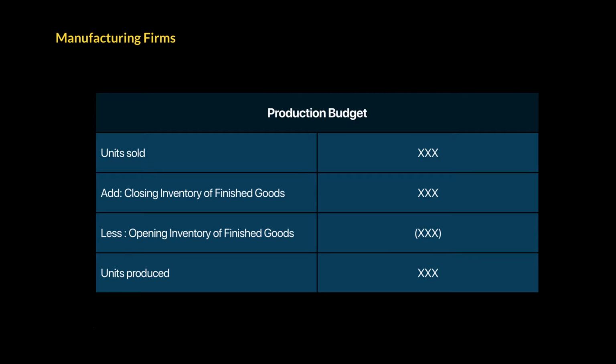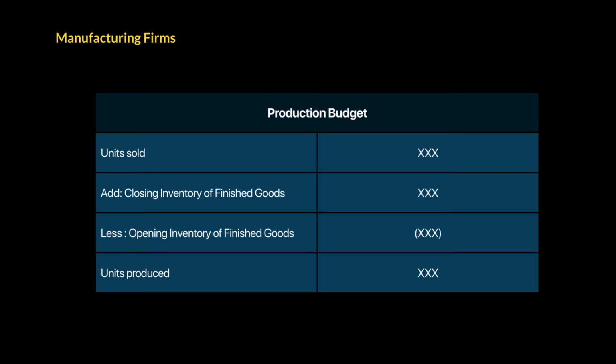What the manufacturing firms are doing, they are producing the goods for which they would need to buy raw material, there would be a need to hire labor, there would be a need to pay any factory overhead. So all these costs have to be accounted for as well. Now for manufacturing firms, once we have drawn the sales budget, we draw something called the production budget.